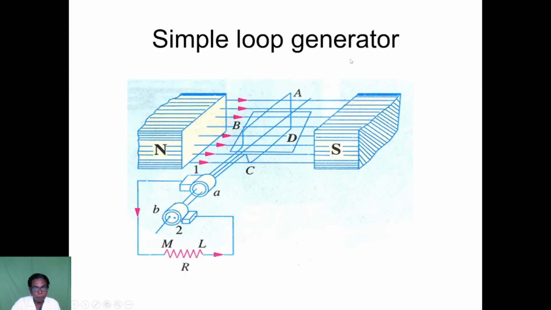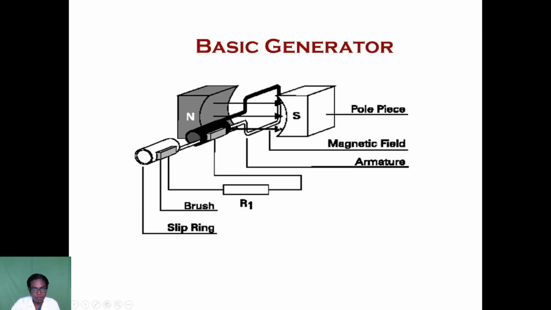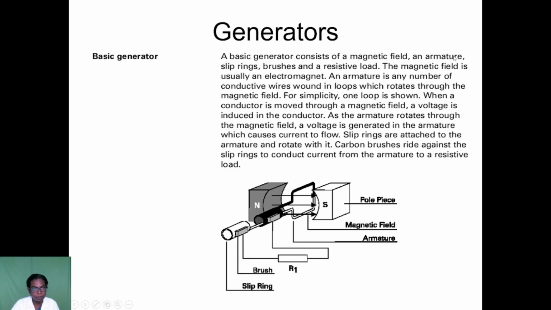And this simple loop generator, we already discussed, and the basic generator also. This is the pole piece, that means the field, and the flux passes from north to south. There is the magnetic field and armature, the load and brushes to collect the current, and slip rings. This is the basic generator we already discussed. Whenever the conductor cuts the magnetic flux, an EMF is induced and the brush collects the current.